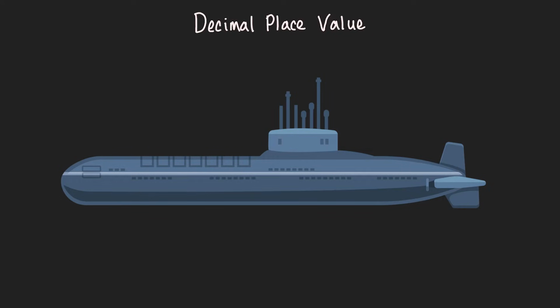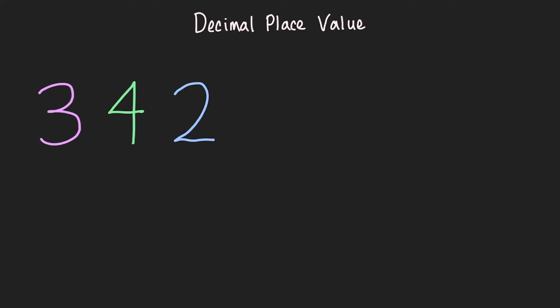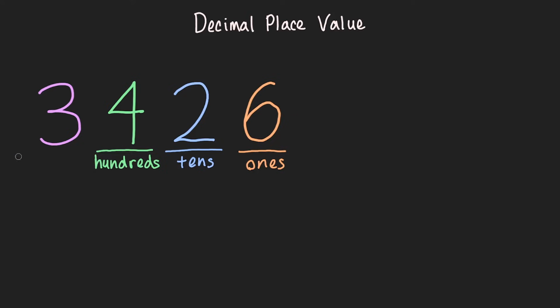Now, this S-80 submarine weighed 3,426 tons. So, as a reminder for us to never forget our decimal places, let's use that number for our example. So 3, 4, 2, 6. And as a review, this 6 over here is in the ones place, this 2 is in the tens place, and then the 4, the hundreds place, and finally the 3 is in the thousands place. So as you write them out as numbers, this is 1, and then 10, and then 100, and finally 1,000.